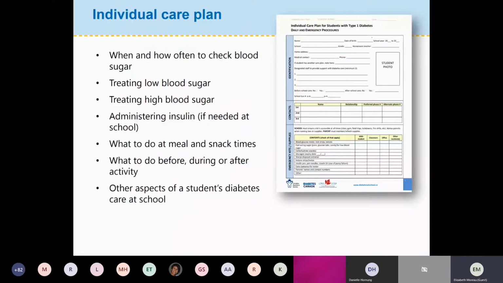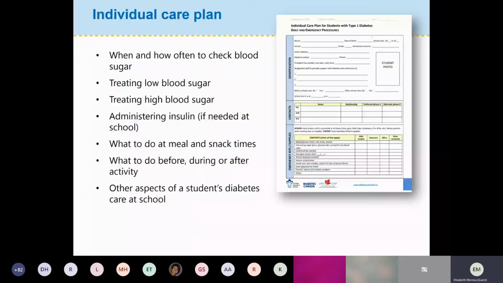So the individual care plan, this is the most important document for us. It has everything related to our children's diabetes management at school. The template on diabetes at school is very comprehensive. It's quite long. It's intended to have every situation covered so that you don't have to think about it, so that you can just fill in the blanks for the things you need, and you can just scratch out the things you don't need. But as I said, if your board has a template, start with that one. And if you need to add information, then you can do that too.